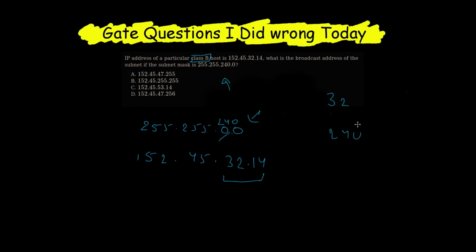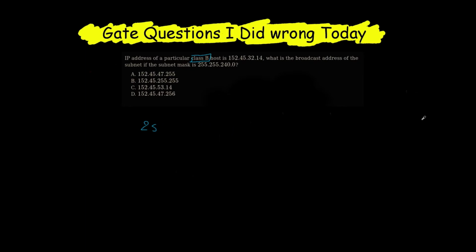a 32 and 240 combination. How can we write 32? 0 0 1 0 0 0 0 0. Okay, let's make space first. The first two parts are 255.255, so this will be exactly similar. Ignoring this, next will be 240.